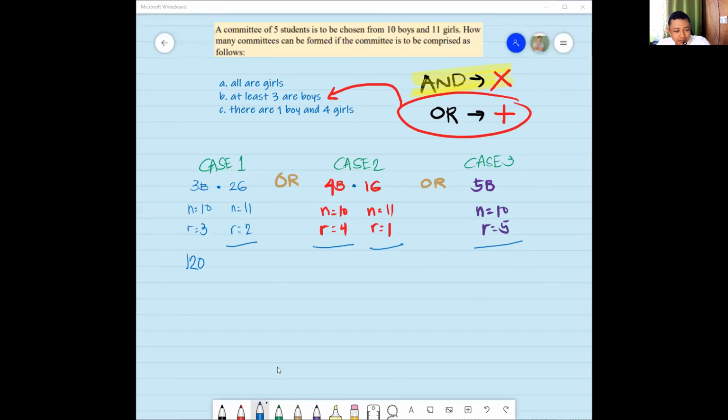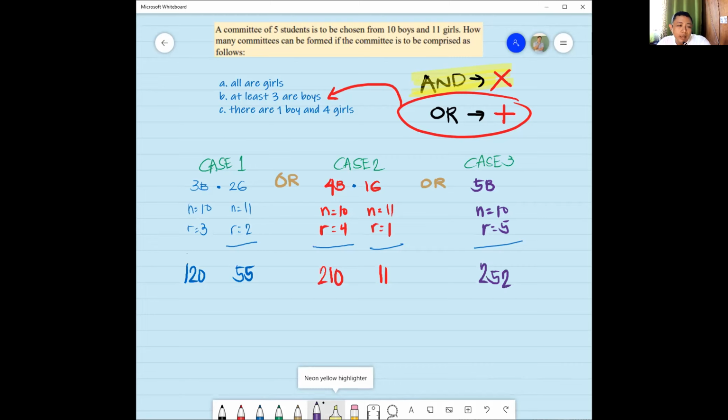Okay, so we shall now continue. Looking at our shortcut computations in the calculators, 3 boys is 120. 2 girls is 55. For our case 2, 4 boys is 210. Very good. And then 1 girl is 11. And then for our case 3, 5 boys is 252.